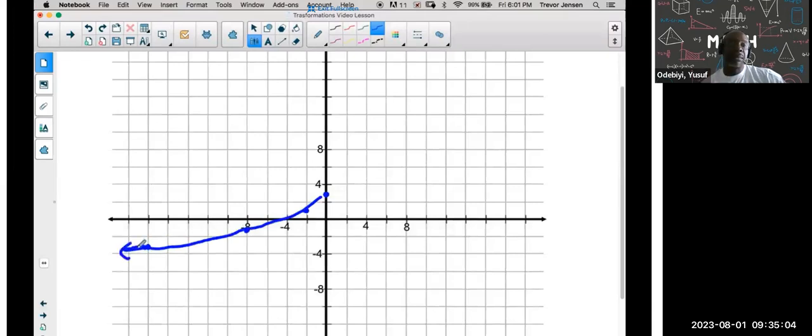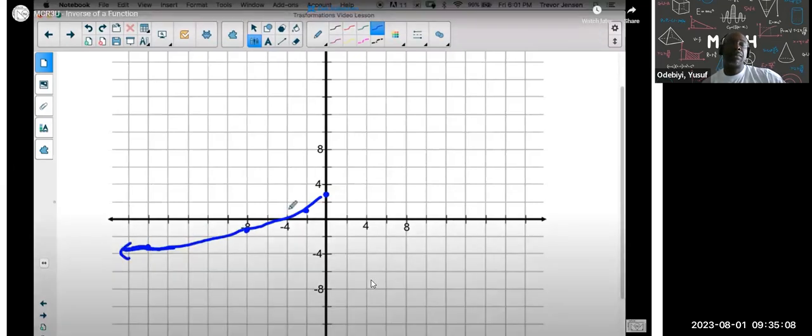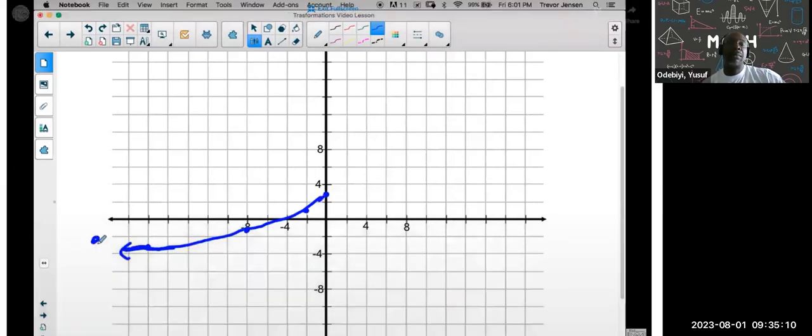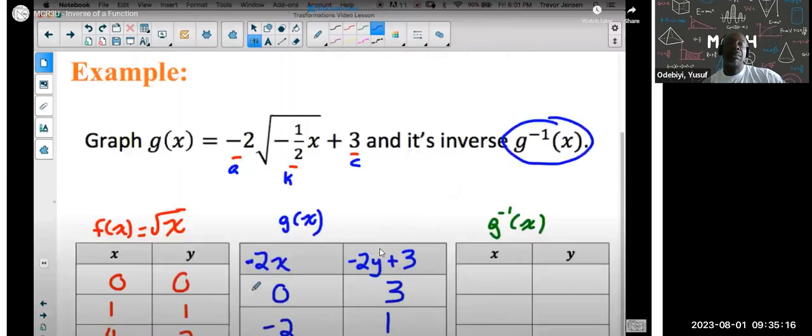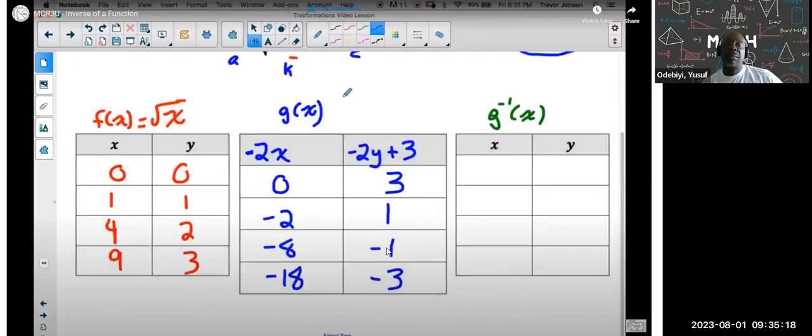Continuing in the downward to the left direction. So that's what our function g at x looks like. If we want the function inverse g at x, what we have to do is take all of these points and just swap the x's and the y's with each other.